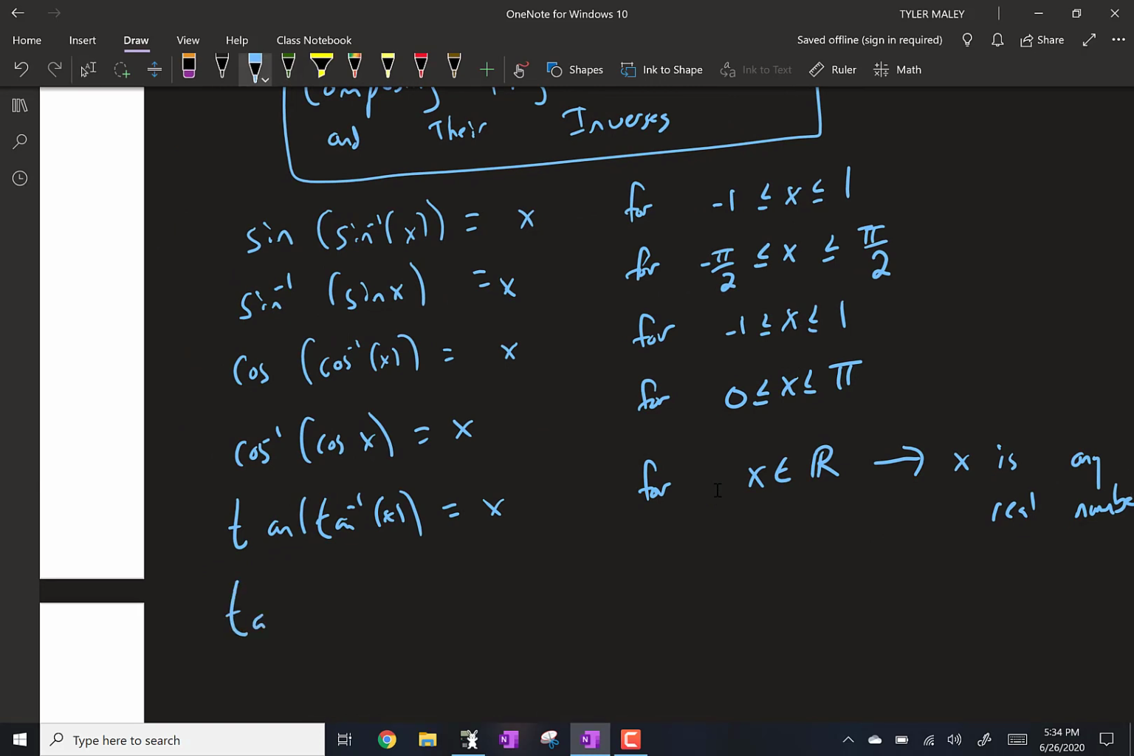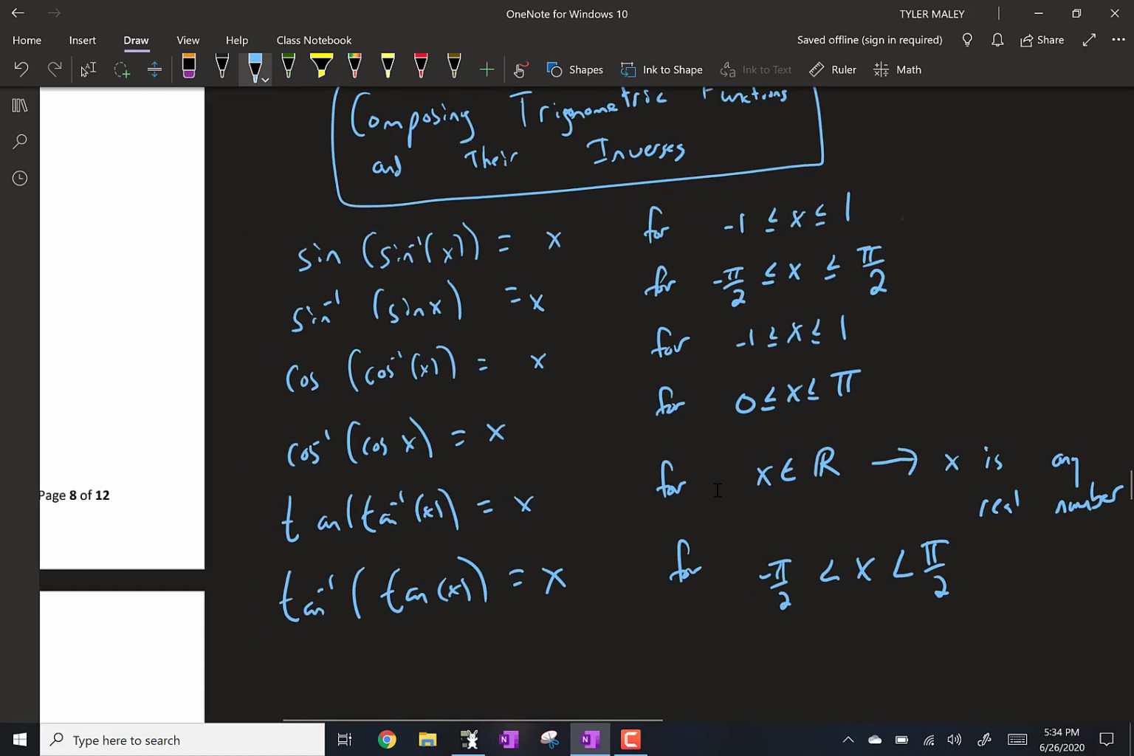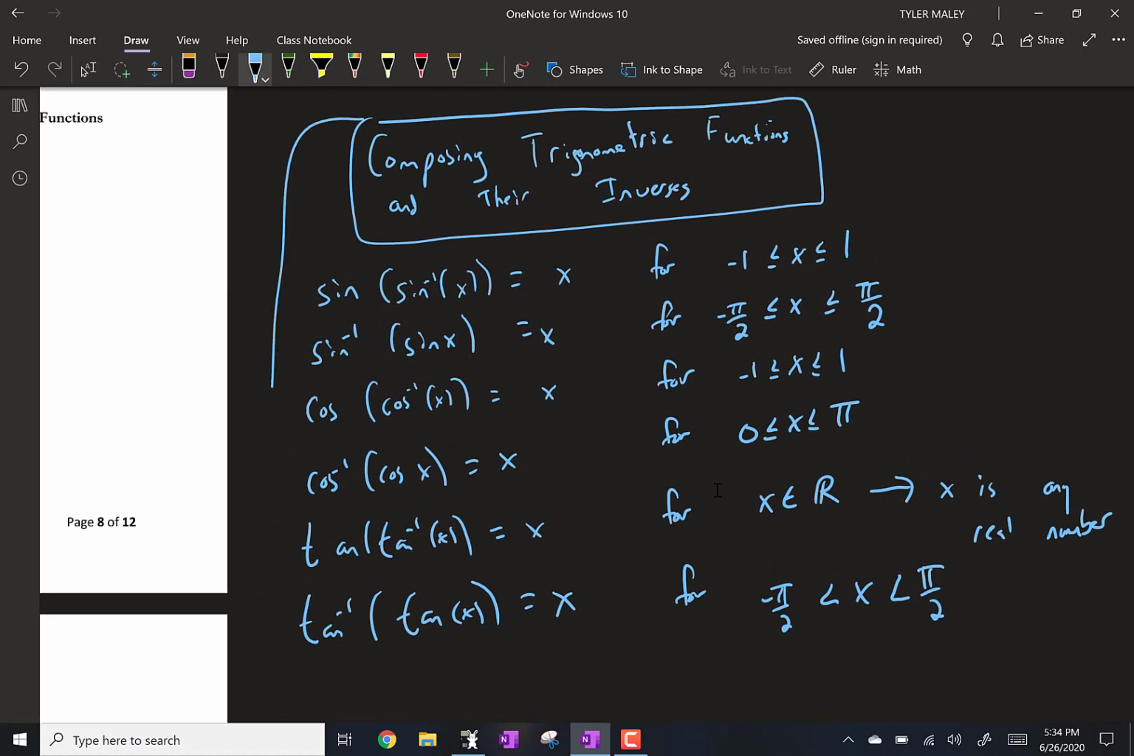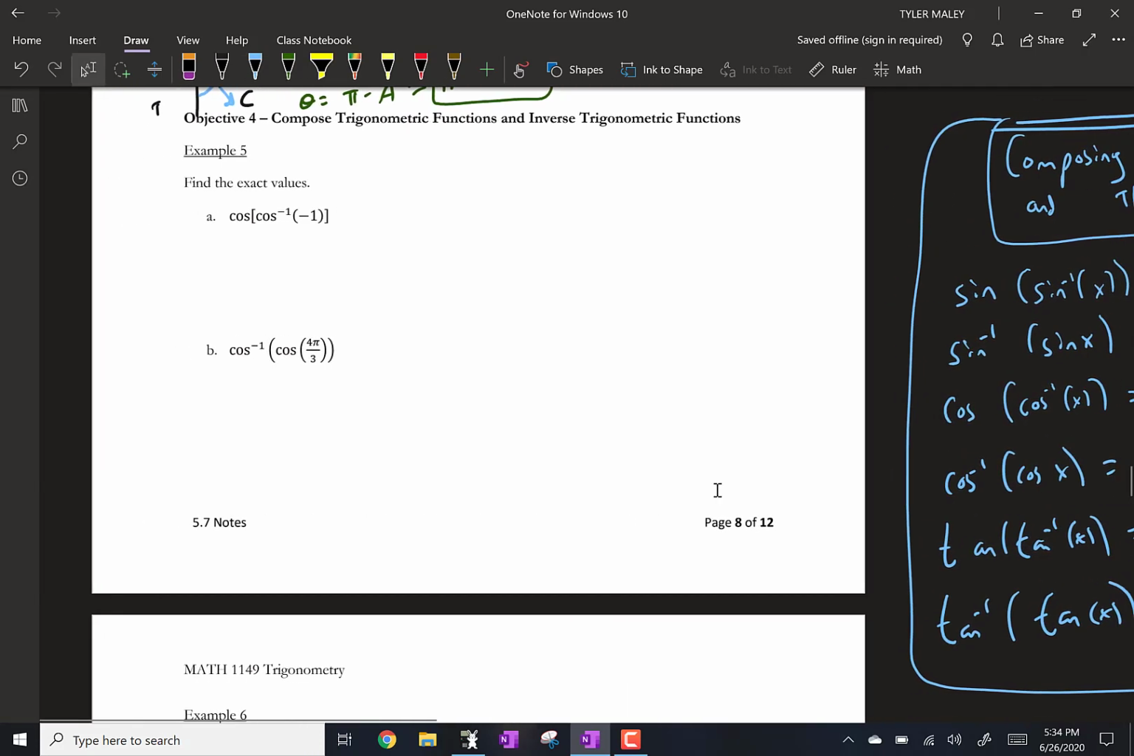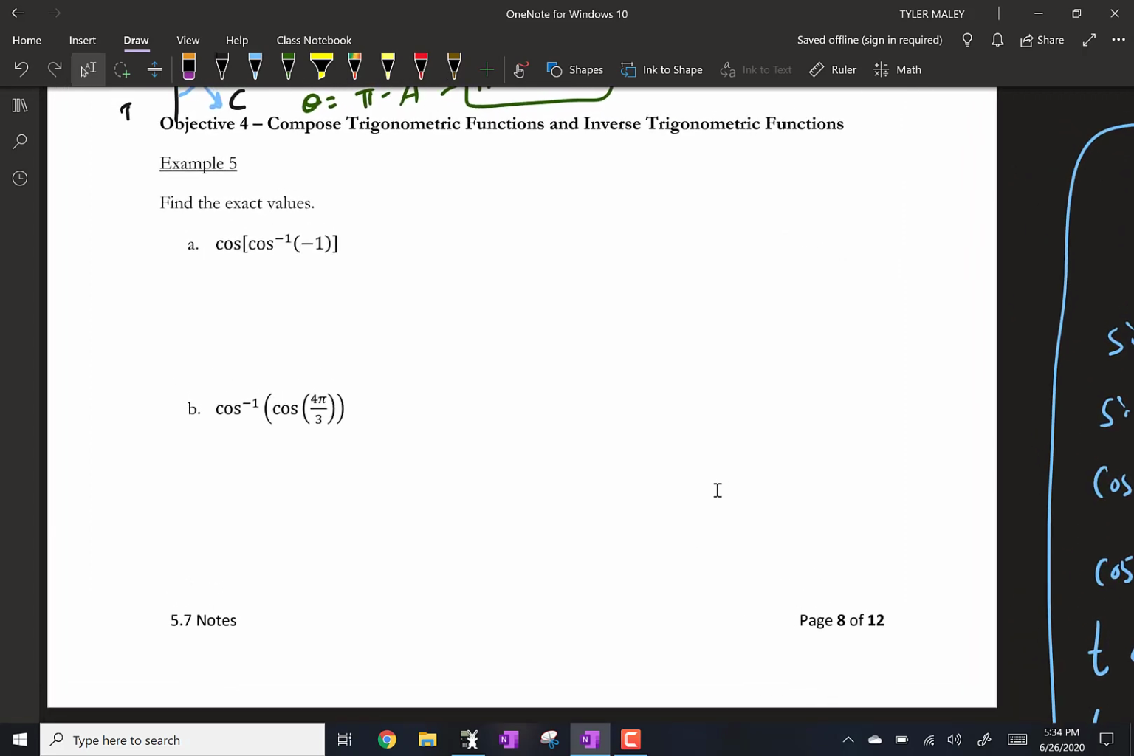And if you do inverse tan of tangent of x, that's going to equal x, and in this case, x is between negative pi over 2 and pi over 2, but not including negative pi over 2 or pi over 2. You want to be comfortable and familiar with this information. Now we're getting ready to start objective 4. We're going to compose trig functions and their inverse functions.